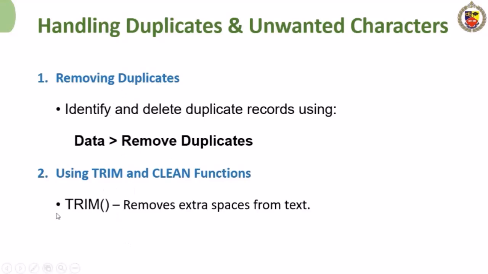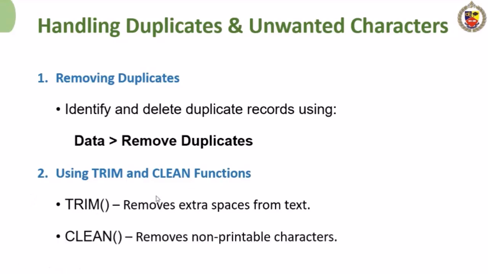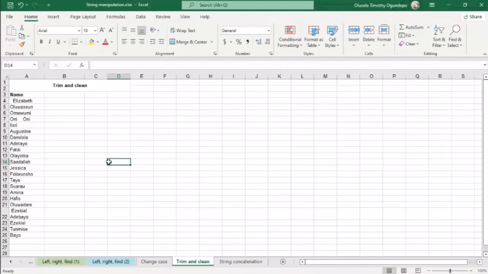Say you notice extra spaces in your data set or in any column. You can just use the trim function to trim the cell, and you have the text that you are looking for. The same applies to clean. With the use of clean, you are able to remove all the non-printable characters from that particular cell. Now, let's quickly demonstrate the use of trim and clean.